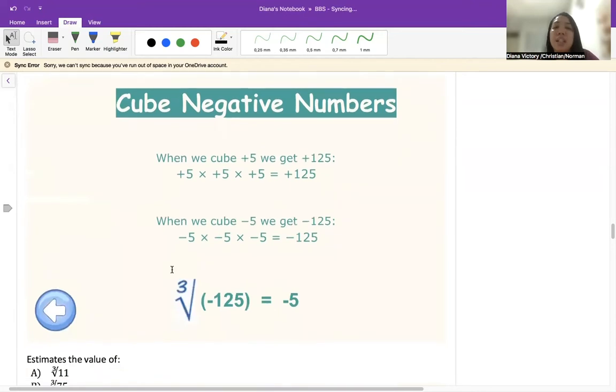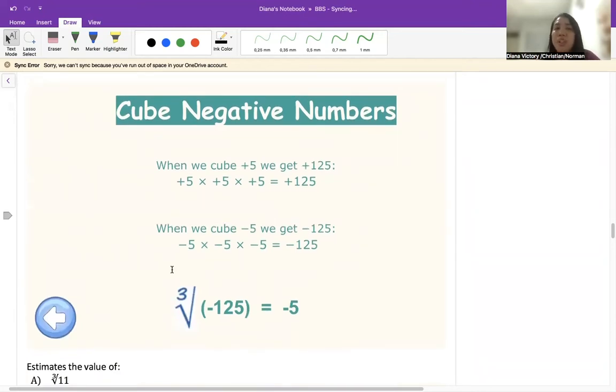Okay, next, it's a little bit different from the square root. In cube root, we have cube roots of negative numbers. Why? Because in cubing, when we have a negative number as the base number, minus 5 for example, minus 5 times minus 5 times minus 5 gives us minus 125. So if you are asked the cube root of minus 125, you can get the answer, which is minus 5. So there are cube roots of negative numbers.